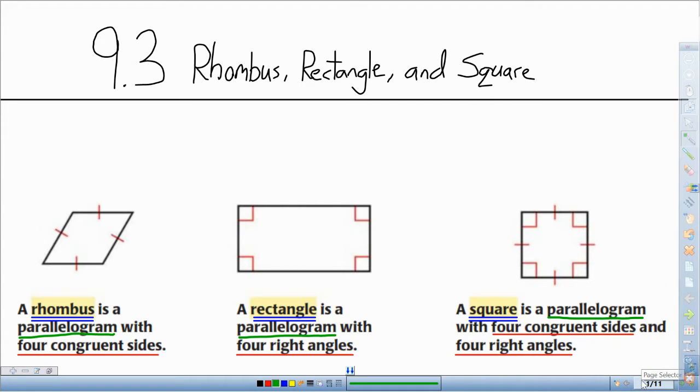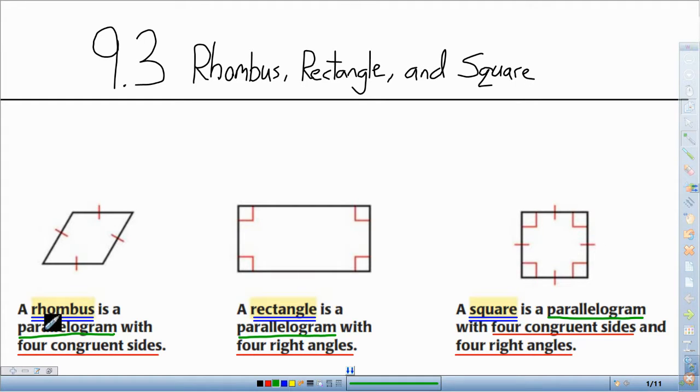The reason why is all of the rules that we just learned in the last two sections about parallelograms apply to these shapes. If you remember, we had opposite sides are congruent, opposite angles are congruent, consecutive angles add to 180, diagonals bisect. All of that still applies to these shapes, but now, since they're even more specific, we're going to have even more rules that apply to them. So let's take a look at these.